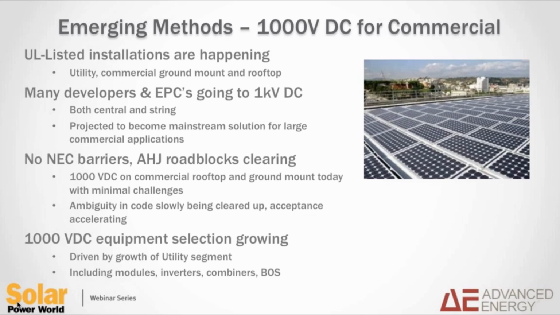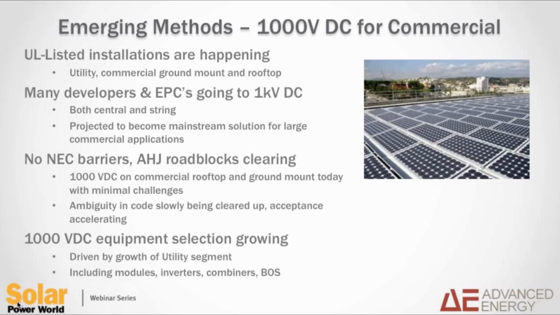As I'm sure you're aware, higher voltages are common in Europe. In fact, up to 1,500 volt is becoming typical in Europe. And large ground mount utility systems here in the U.S. have been at 1,000 volt for quite some time. And there have really been two barriers that we have seen that have slowed this adoption in the U.S. One is the availability of UL listed 1,000 volt equipment, and the second is really the permitting and the approval of the authorities having jurisdiction.